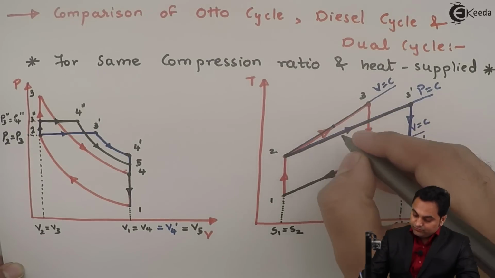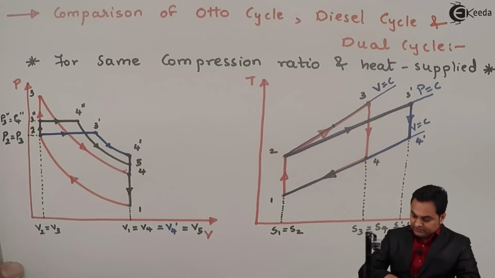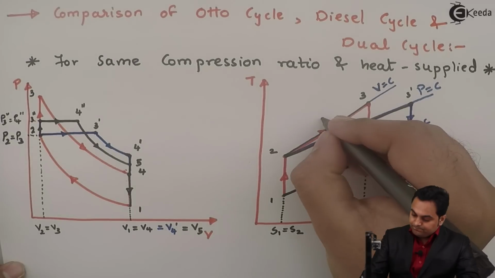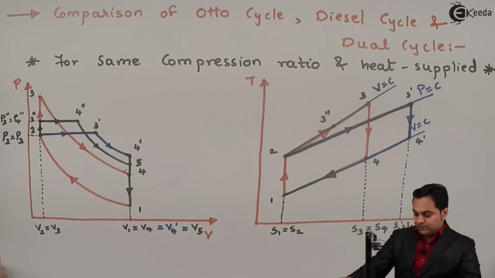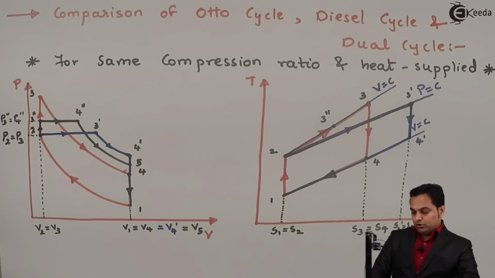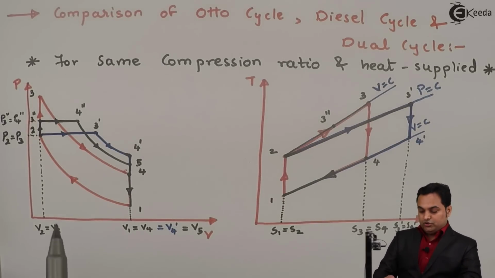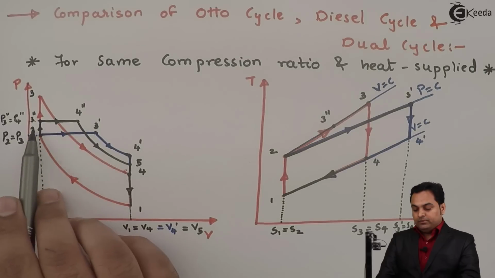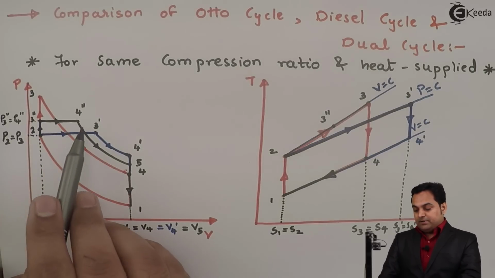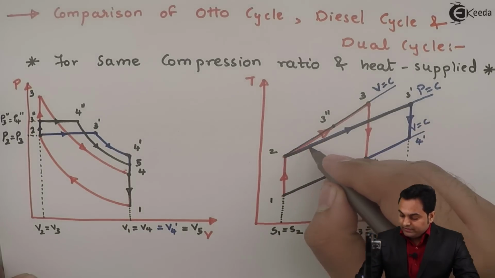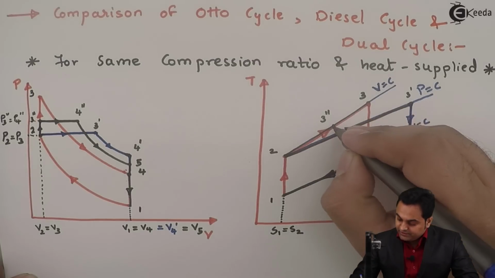That is, I'll write down here, the point is 3 double dash. And next I need to draw again a constant pressure line, because from 3 double dash to 4 double dash it is constant pressure heat addition. So like here I have drawn a constant pressure line.